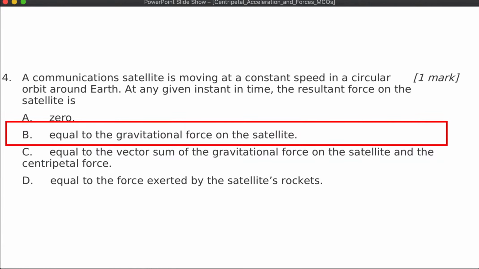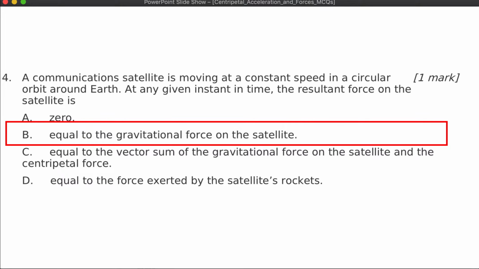The answer here is B, because the gravitational force on the satellite is what provides the centripetal force. And in this case, we just equalize them. If we know the gravitational force, we know the centripetal force. Let's have a look at the parts C and D just to make sure that we're okay here.